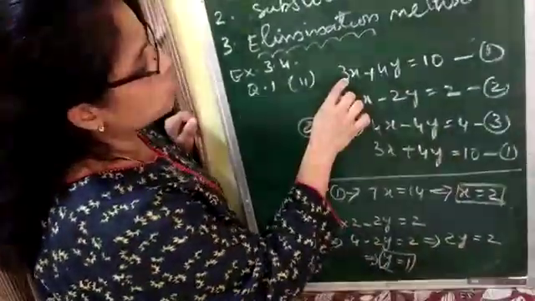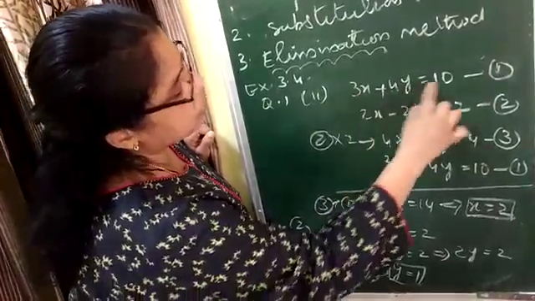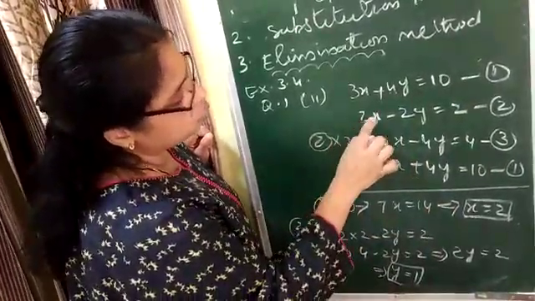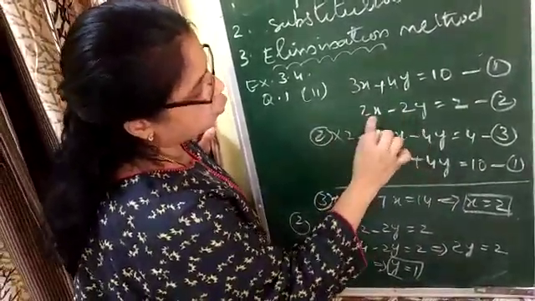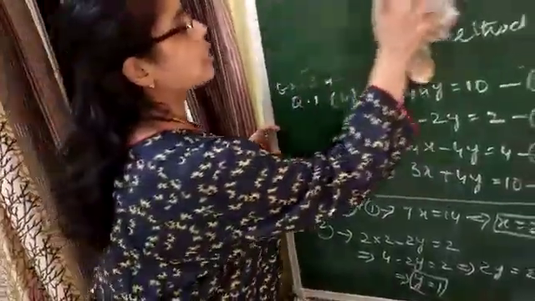Now we can check this. Put the value of x equal to 2. 3 into 2, 6. Plus 4 into 1, 4. 6 plus 4 is 10. Again 2 into 2, 4. 4 minus 2 into 1, 2. 4 minus 2 equal to 2. That is, both equations are satisfying. Your answer is completely right.